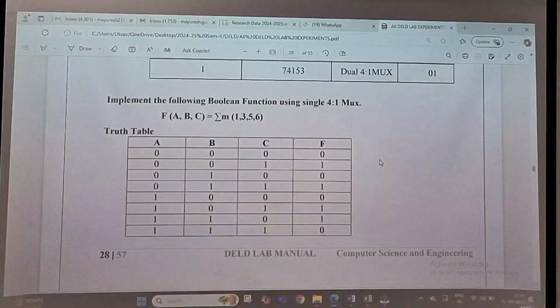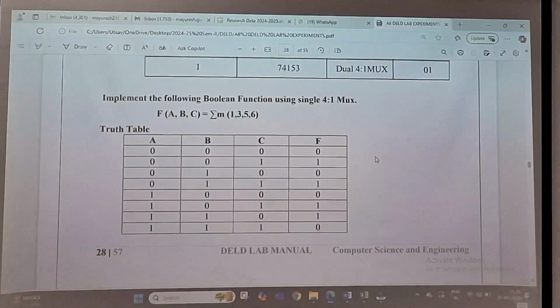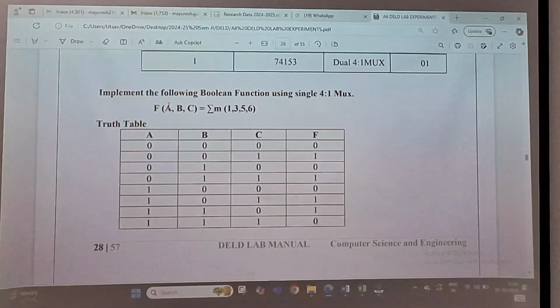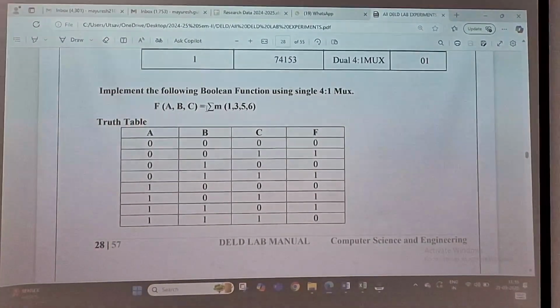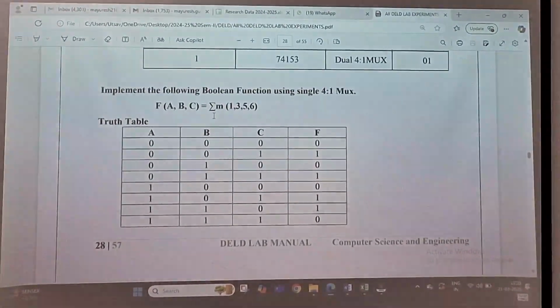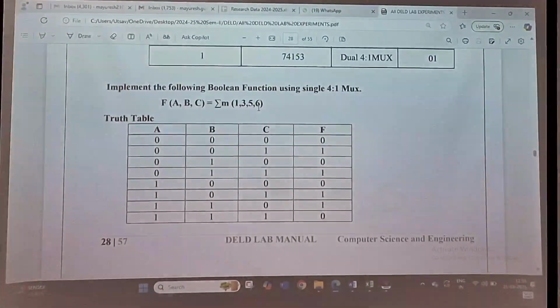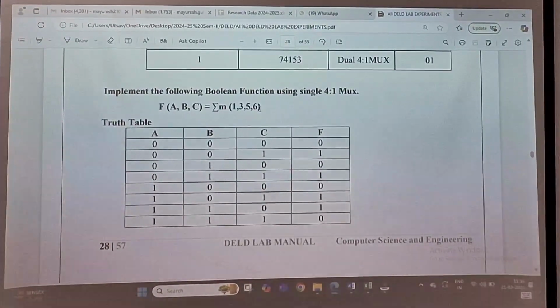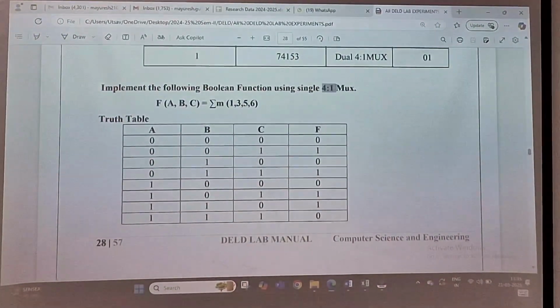Practical of multiplexer, that is 4:1 mux. We are going to implement this particular equation of sum of product form. किसका equation है? Sum of product form, that is summation of m 1, 3, 5, 6. Now this equation we have to implement with the help of IC, that is 4:1 mux.